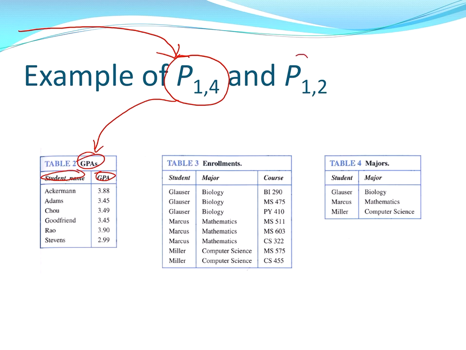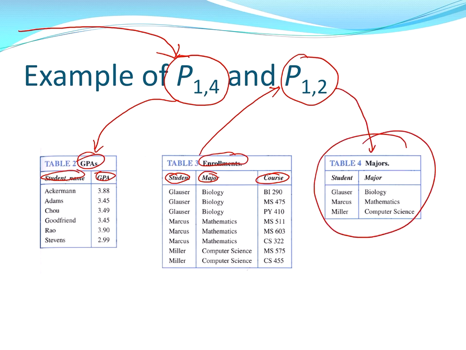Here's another example, P12, where I'm looking at enrollments and I want to project that into just the majors. I've got all my student names, their majors, and their courses that they're taking. That's a lot of extra information I don't really care about. I'm just going to project that using the first two columns. Now I have a nice small database with just the student names and their majors. That's a couple of examples of projection. You usually go from a larger database to a smaller database.